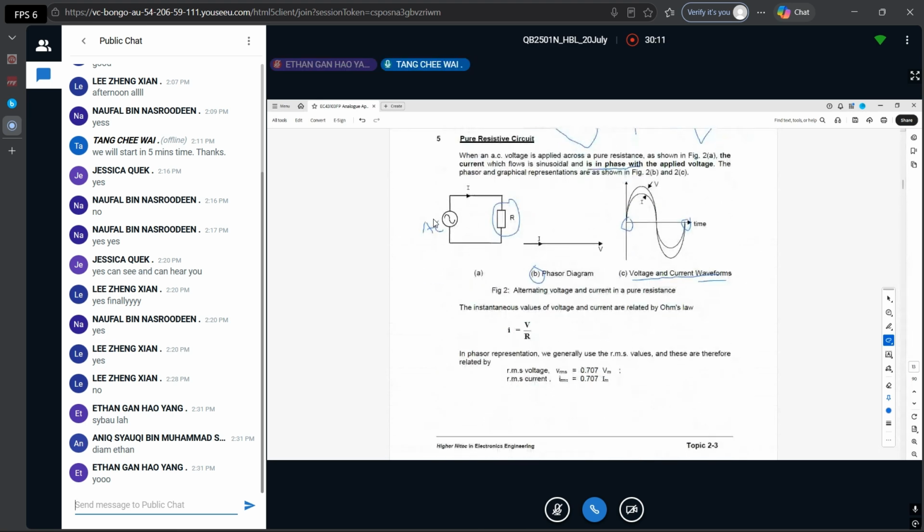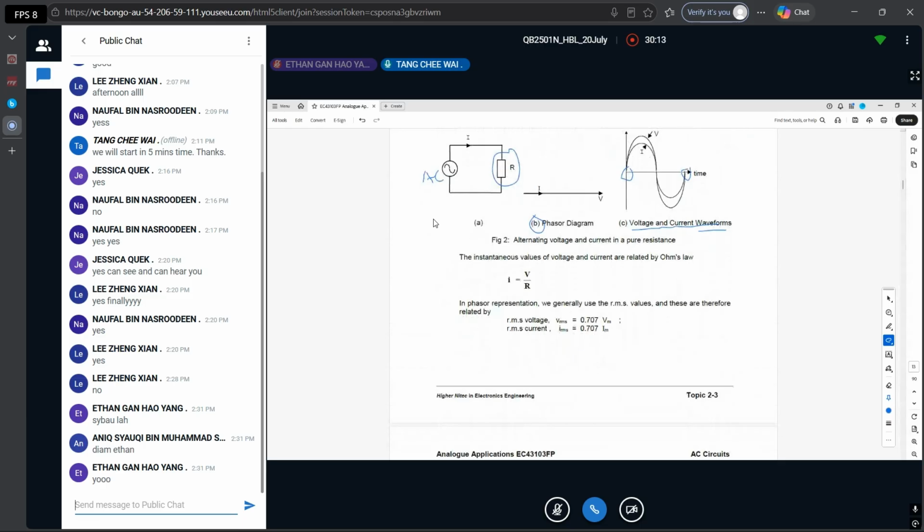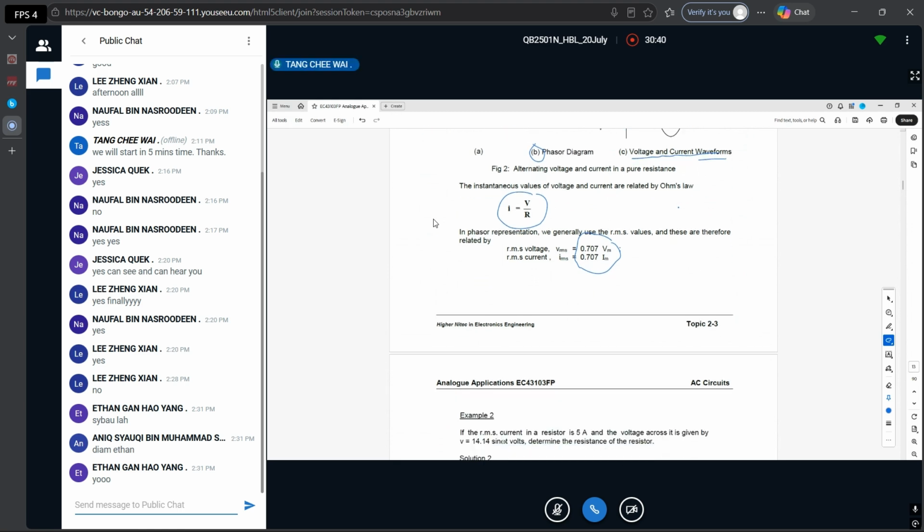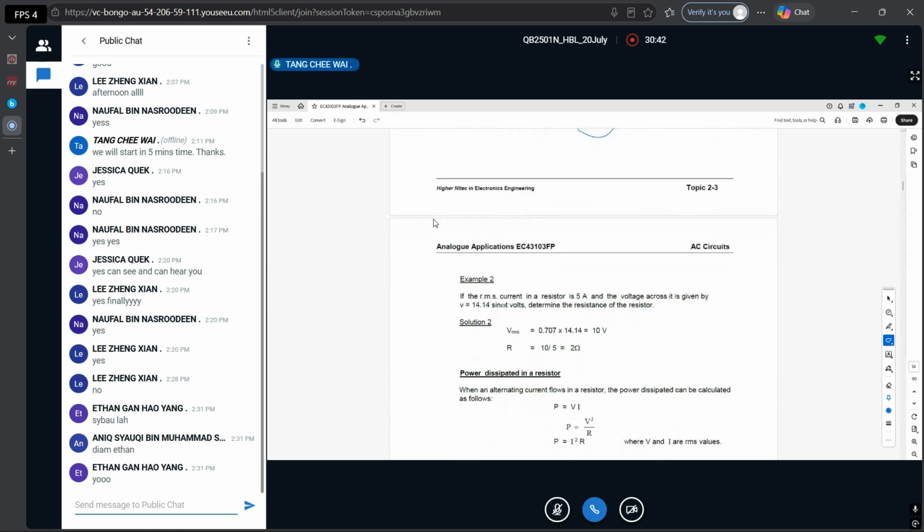Of course, Ohm's law still applies here. When you want to find the current, V over R still applies, but make sure they are all RMS values because we are talking about AC here. We already went through this formula, for both current and voltage. To find the RMS value, you multiply by 0.707.